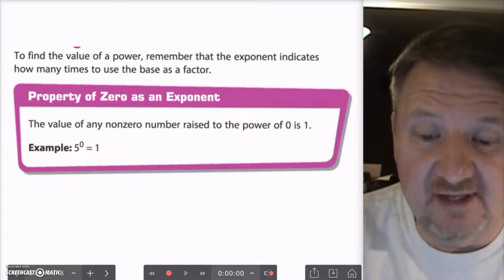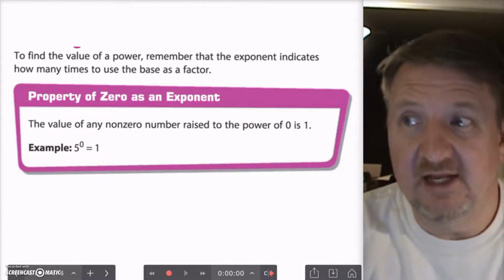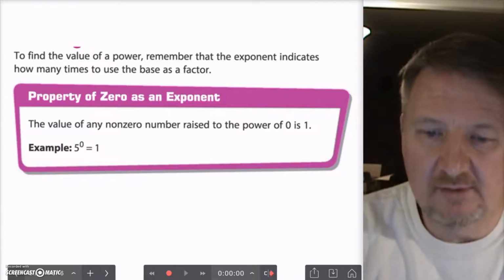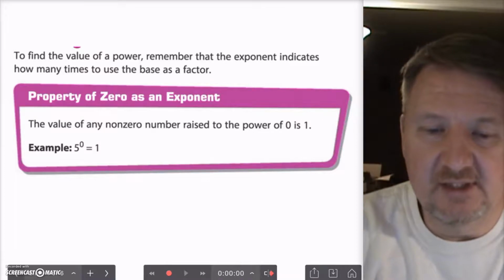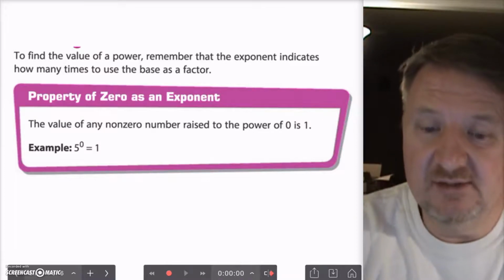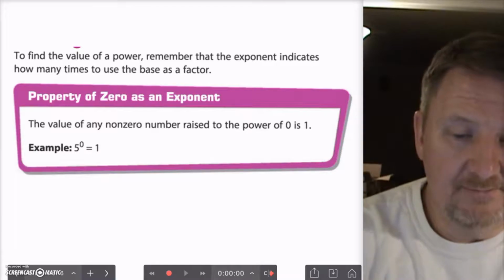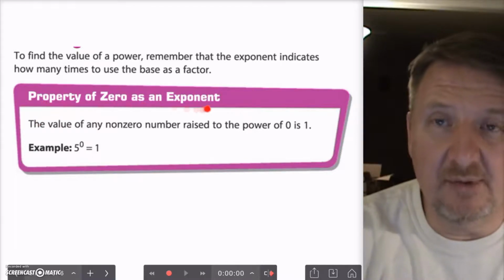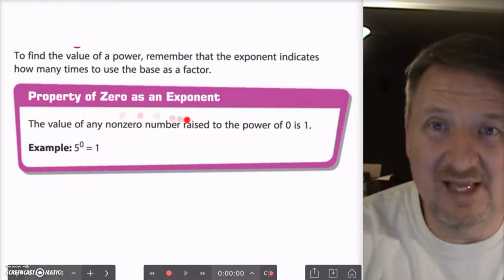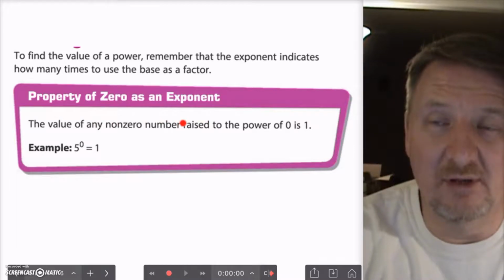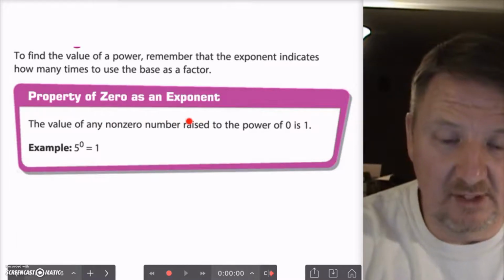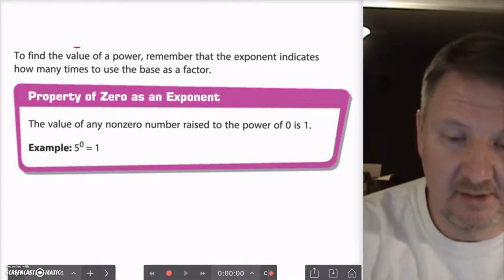So, it says to find the value of a power, to find out how much it actually is worth. Remember that the exponent indicates how many times to use the base as a factor. All right? So now here's a property, something that you need to know. Write this down. Make sure this is in your Cornell notes. This is important. Matter of fact, let me highlight this.